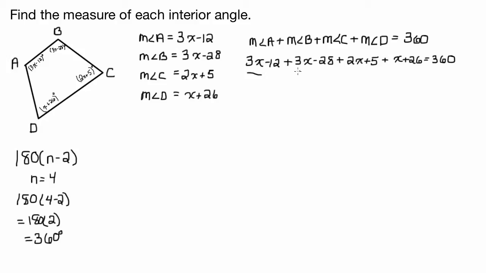Let's look at all our terms that have x and combine like terms. I've got 3x plus 3x is 6x, plus 2x is 8x, plus another x is 9x. And then I have negative 12 plus negative 28 plus 5 plus 26, so that's going to be minus 9. And that's going to equal 360. So you end up with 9x minus 9 equals 360. You're going to add 9 to both sides. 9x equals 369. So x equals 41.